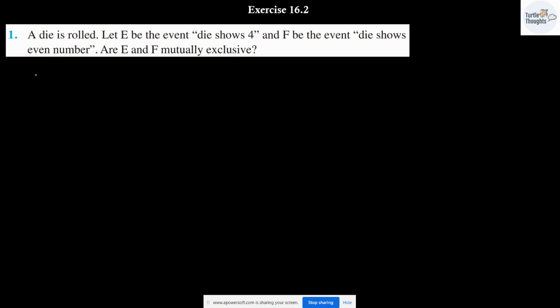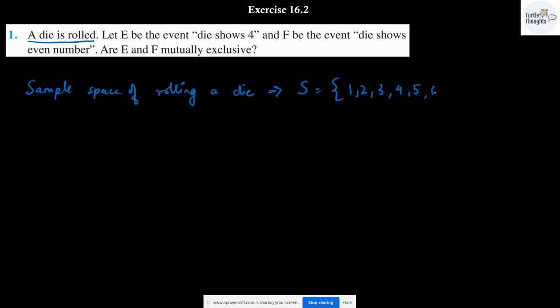The sample space of rolling a die. They have given that a die is rolled. Let the sample space be given by S. It is going to be 1, 2, 3, 4, 5, and 6. This is going to be the sample space of rolling a die. E is an event such that it shows the number 4.